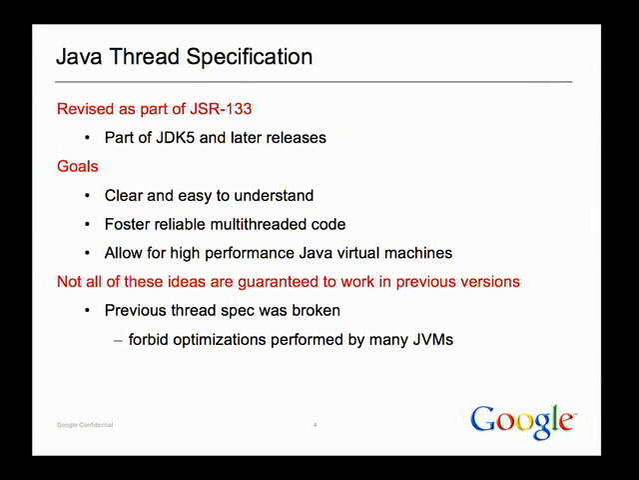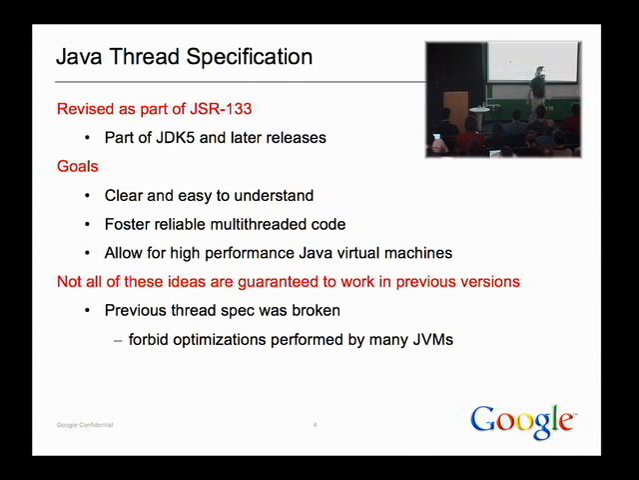All right, so the Java thread specification was revised as part of JSR 133. That's a Java specification request, number 133. And it was incorporated into JDK5, so it's in JDK5, JDK6, and all future JDKs. We had a few different goals in revising it. If you look back at the original Java thread specification, it was really, really impossible to understand. And even the people who were supposed to understand it, like the VM writers, couldn't understand it, and they did all sorts of things that violated it, including optimizations in their JVM that actually violated the specification.